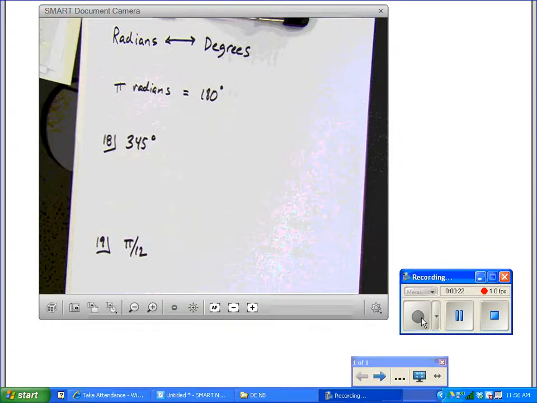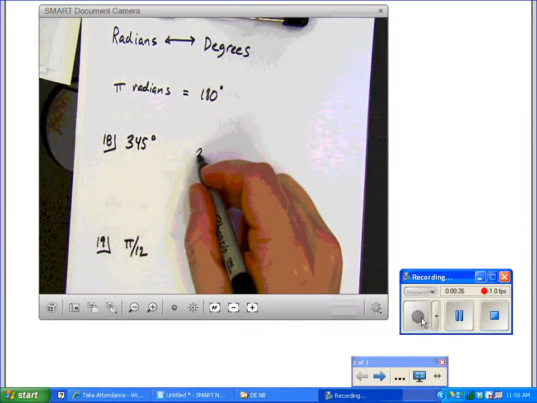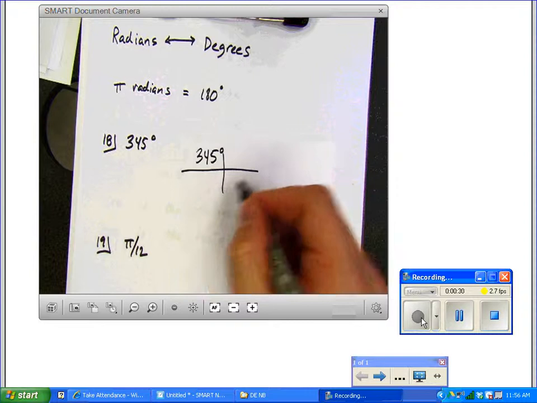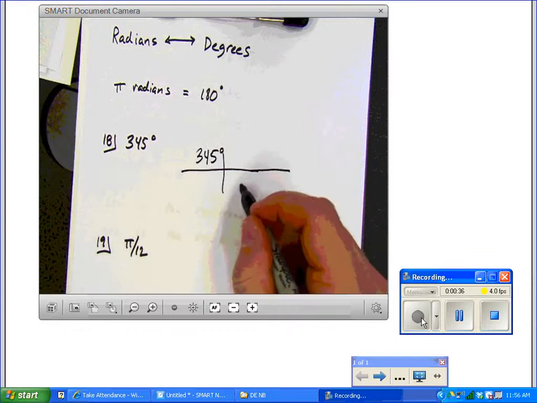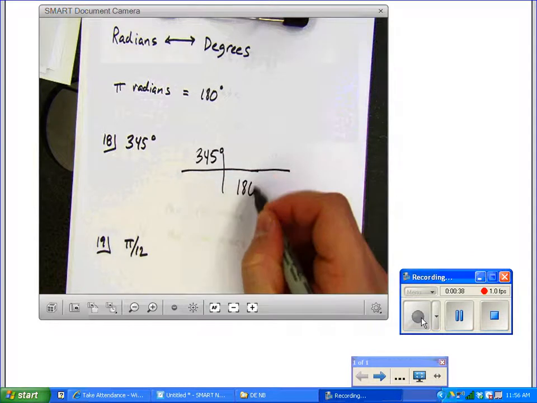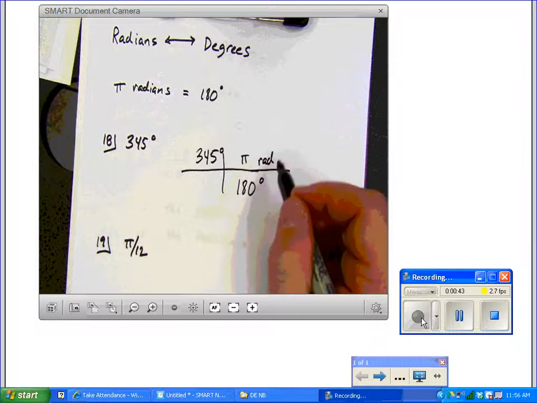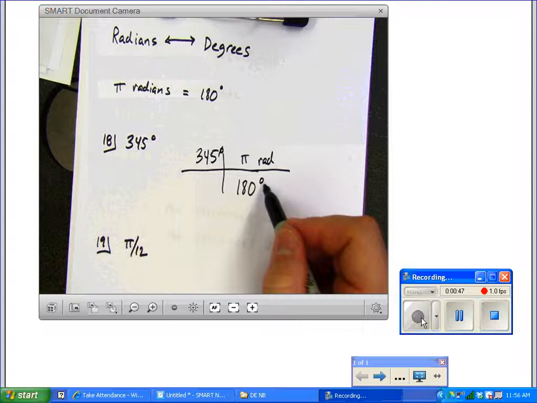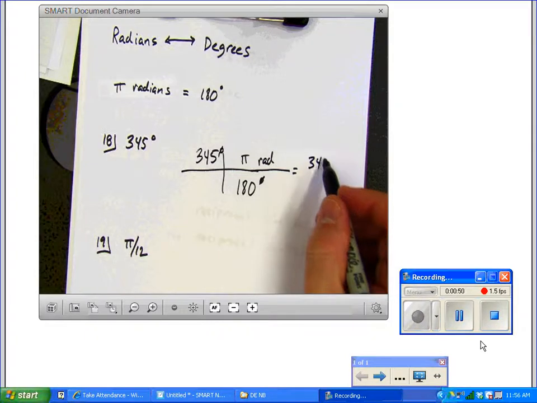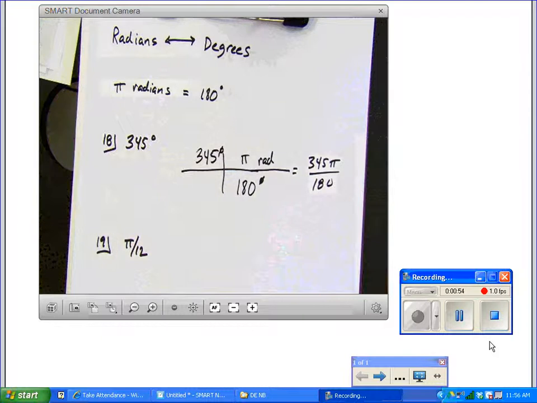So let's start with number 18 here, 345 degrees. We're switching this to radians. So let's start with 345 degrees. Use our dimensional analysis here. So we'll use this idea, pi radians is 180 degrees, and we're going to put 180 degrees down here so the degrees can cancel out. And we'll put pi radians up here, so our answer can be in radians. So the degrees will cancel, and so we'll get 345 pi over 180, which can be reduced here.